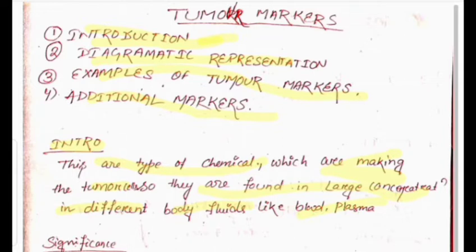So what is its definition? Tumor markers are the type of chemical which are made by the tumor cell, and they are found in a large concentration in different body fluids like blood and plasma during the cancer period. Now, why are tumor markers important? Because they are used in diagnosis and become a supportive agent to diagnose a cancer. So it is also called a surrogate marker. How we use this as a marker for diagnosis, we discuss with a diagrammatic representation in the second point.